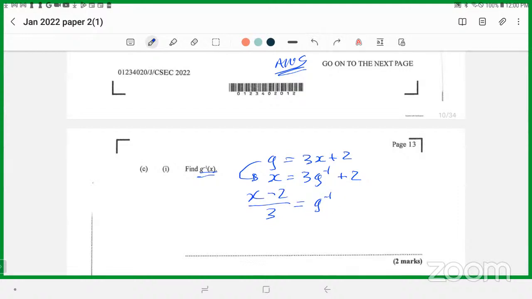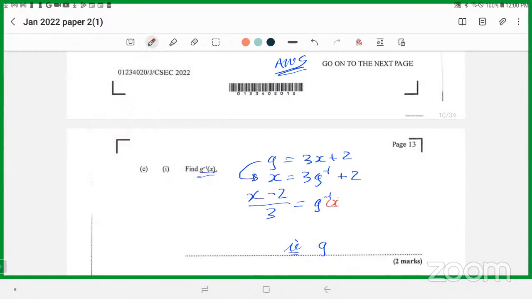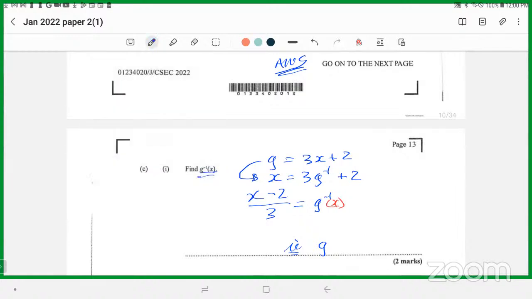I can write it now. I can put back the of x right here. G to the minus 1 of x is x minus 2 over 3. That's g to the minus 1 of x. x minus 2 over 3.